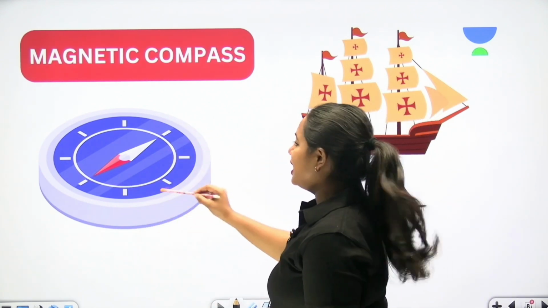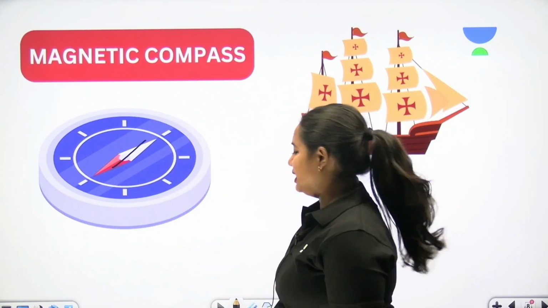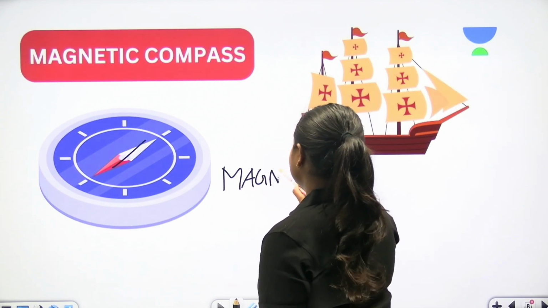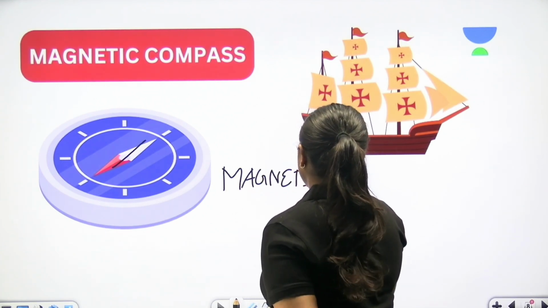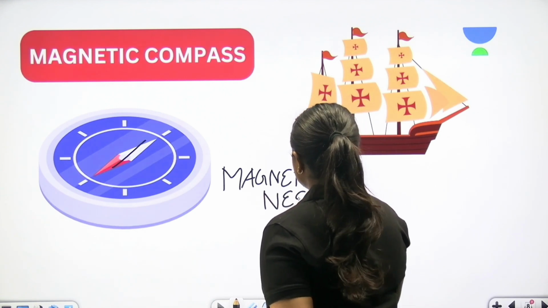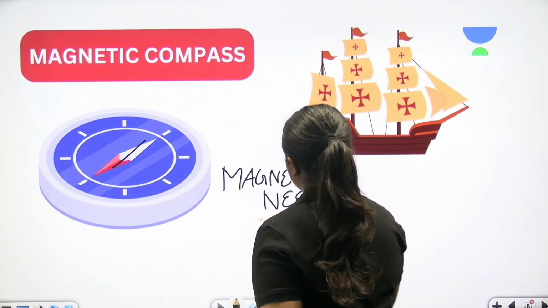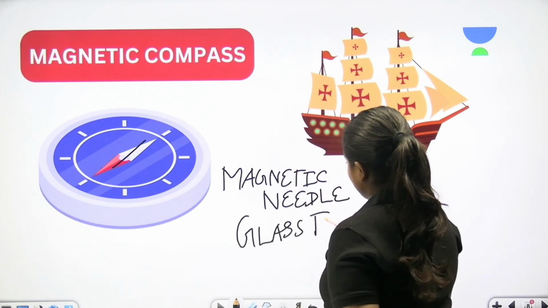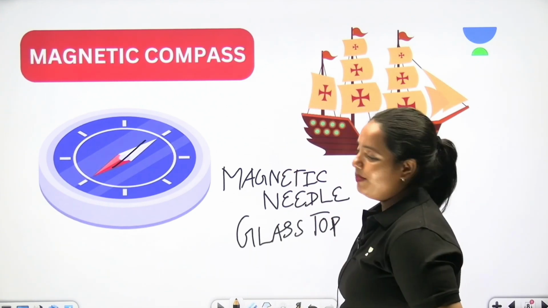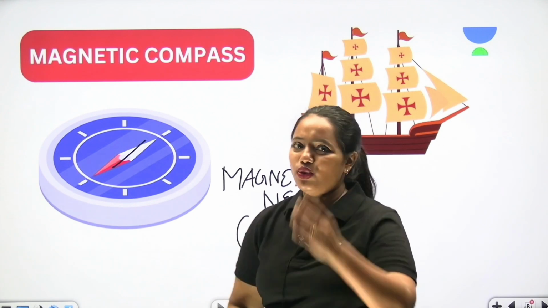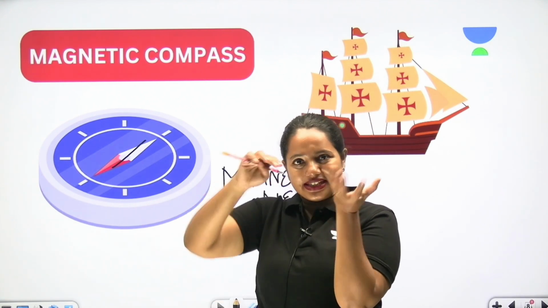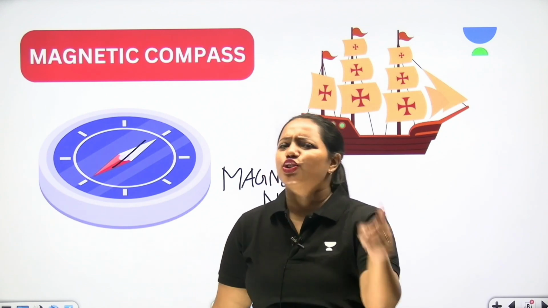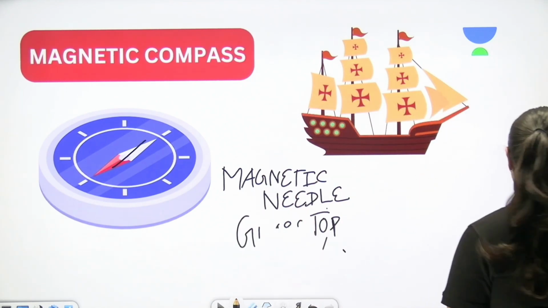And here you can see that this is nothing but a magnetic needle. Okay. So this has a magnetic needle. Very, very simple. And it has a glass top. Okay. And it has a container too. So it has a container, on the top there is a glass one, and inside that the needle has been placed. So that's all about the parts of a magnetic compass.